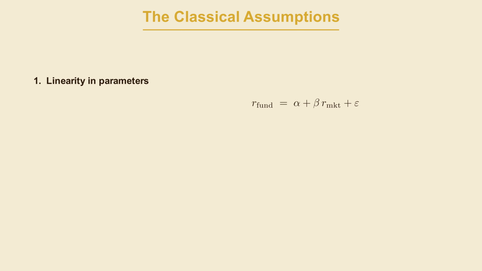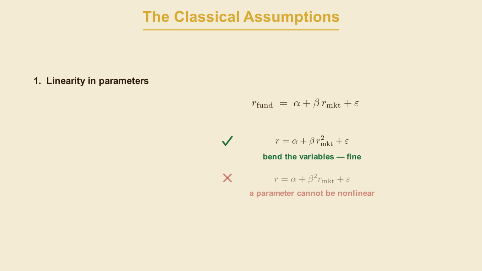One thing to notice about this is that it's an assumption about the parameters, not about the variables. We're actually allowed to bend the variables in any way we want. You could regress onto the market return squared if you wanted to. What you can't do is have beta multiplied by another coefficient, squared, or have it buried inside something that's nonlinear. As long as the piece that we're solving for enters linearly, OLS has something that it can work with.